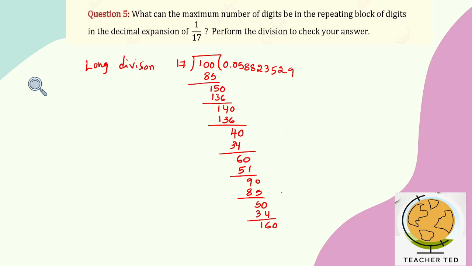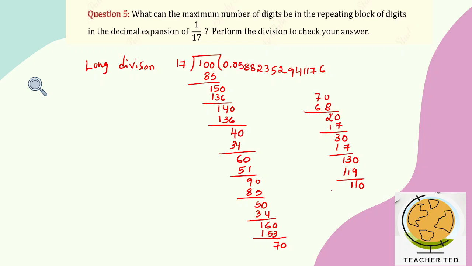17 9s are 153. The remainder is 7. Again it becomes 70. For 70, you need to take 17 4s are 68. So 2 as a remainder and put 20. 17 1s are 17. 3 as a remainder, put 0 here, 30. 17 1s are 17. 30 minus 17 is 13. Again put 0 here, it becomes 130. 17 sevens are 119, and the remainder is 11, and put 0 here, 110.